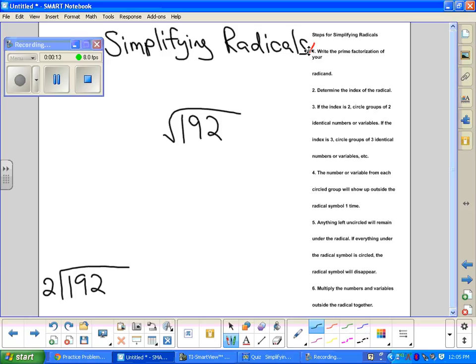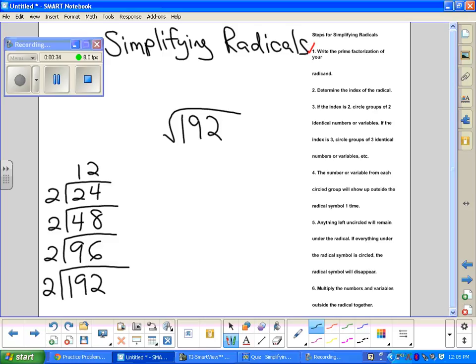2 goes into 192. 2 goes into 19 9 times. Now 1 left over. 2 goes into 12 6 times. I suppose you will use a calculator, but you can do it this way too. 2 goes into 96 48 times. Still even numbers. 2 goes into 48 24 times. 2 goes into 24 12 times. 2 goes into 12 6 times. 2 goes into 6 3 times. 2 does not go into 3, but 3 does. 3 goes into 3 once.